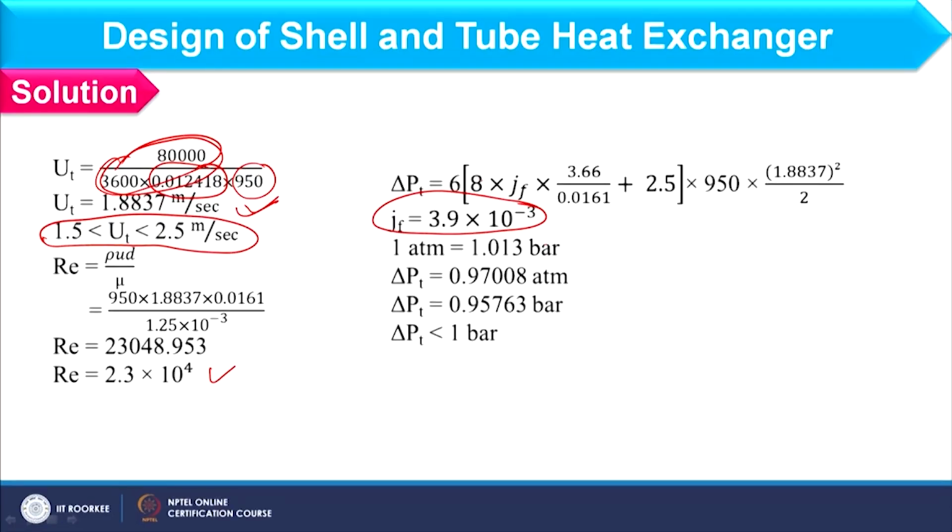Considering all these values, that is the 6 passes and 3.66 the total length, and the velocity which we have just obtained. Okay. So, considering all these parameters, you can find out the pressure drop of tube side, which now comes as 0.95763 bar. So, you see here, whatever pressure drop you have computed for tube side, it is within the range.